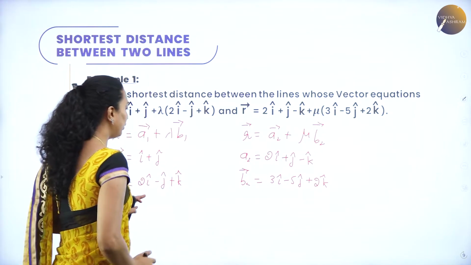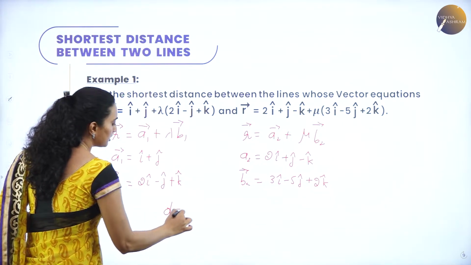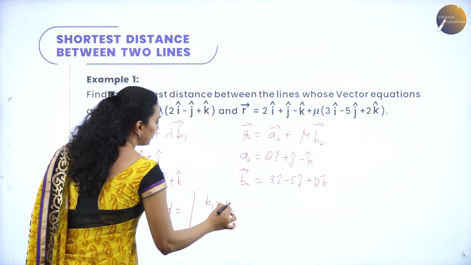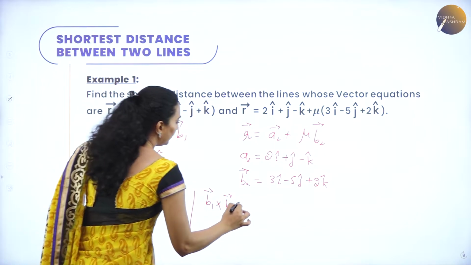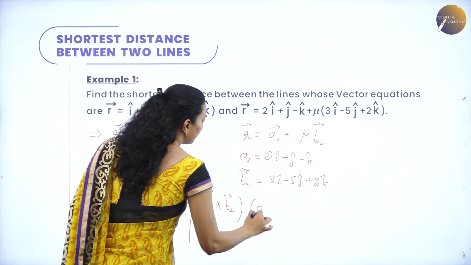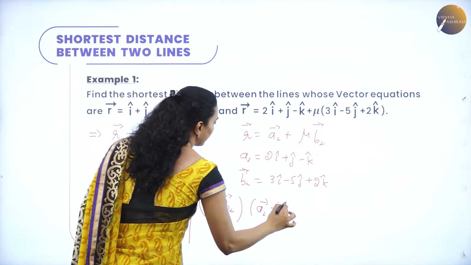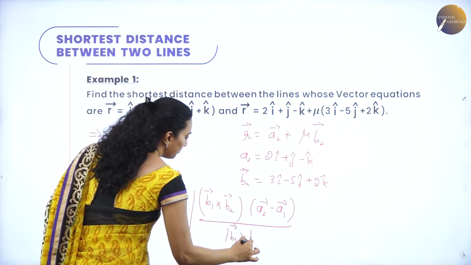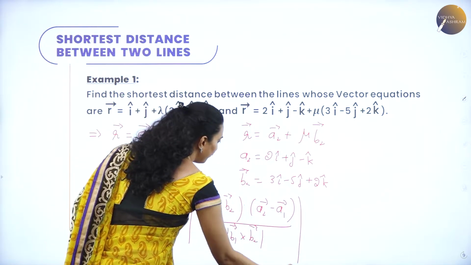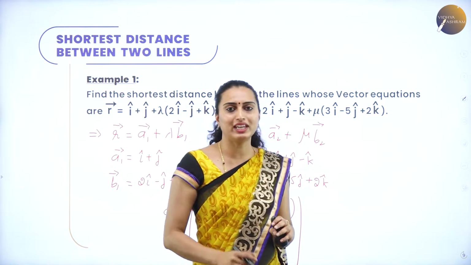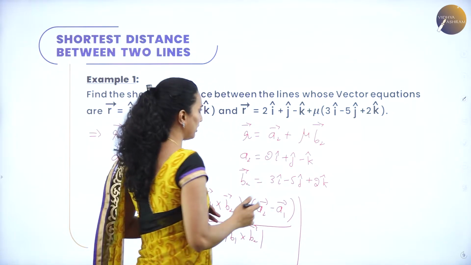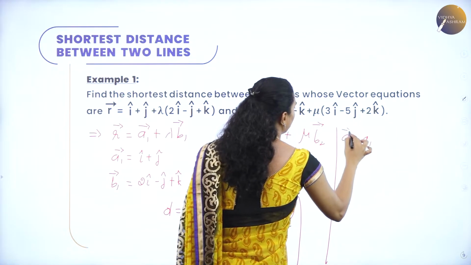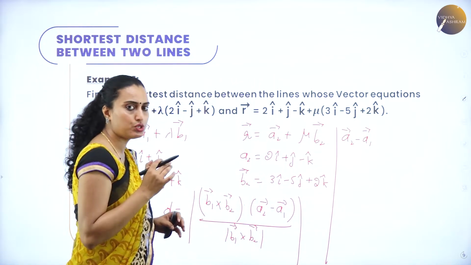Now, you can write down the formula. Shortest distance is given by the magnitude of (B1 cross B2) dot (A2 minus A1), divided by the magnitude of B1 cross B2. Now, first, let us find out what A2 minus A1 is here itself. What is A2 minus A1?